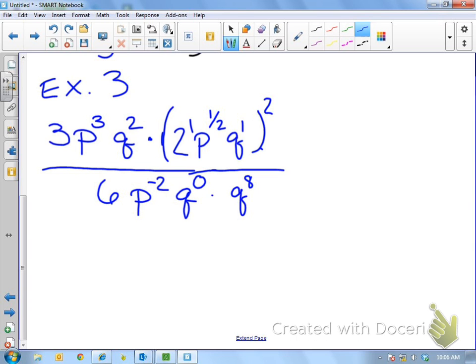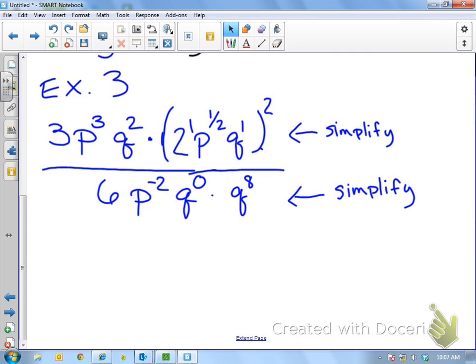So, when we have a problem like this, we always start by simplifying the numerator and simplifying the denominator. We want to get the top as simplified as we can, and we want to get the bottom as simplified as we can. We do not want to try and simplify stuff from numerator to denominator. We don't want to try and combine those things together until they're already simplified.